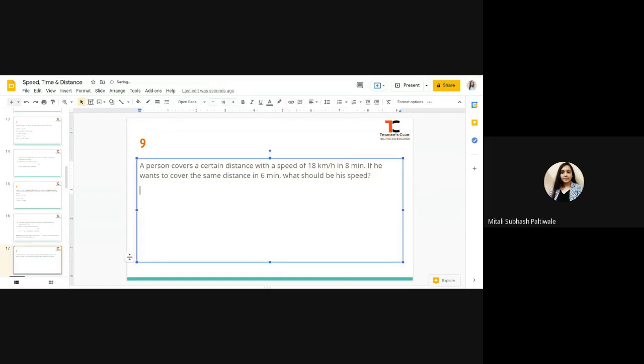Now the time is given in minutes. So what will happen? Speed is given, only one speed is given, and time is also given. So we have to find out how much would be the speed here. If I convert this into hours, then how much would it be?